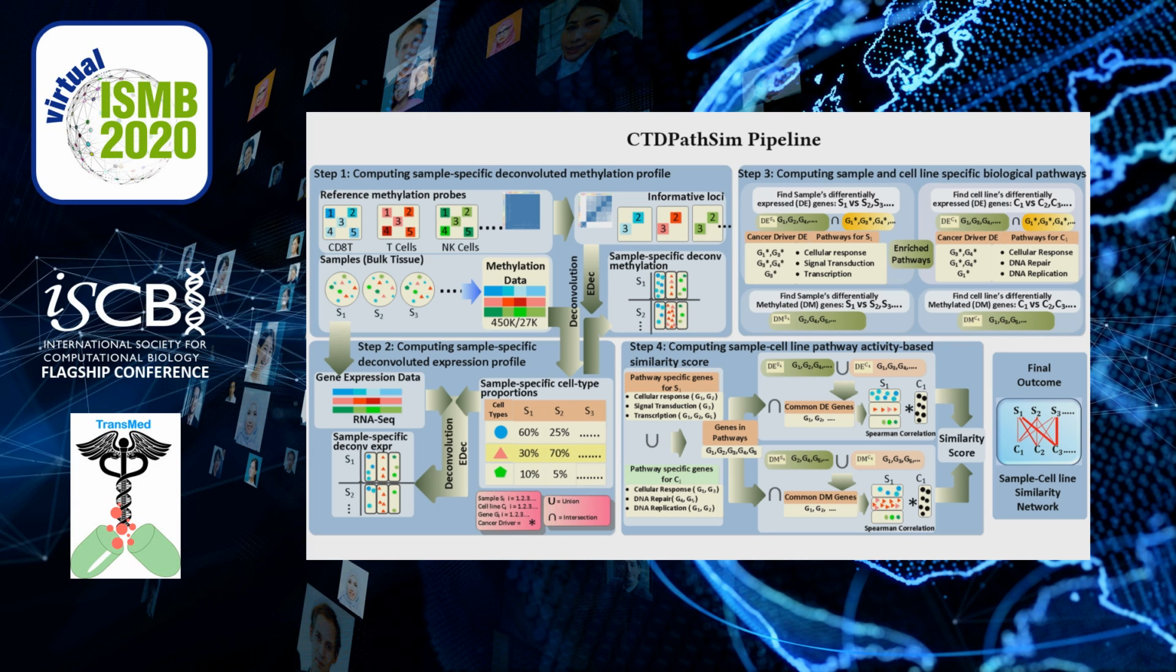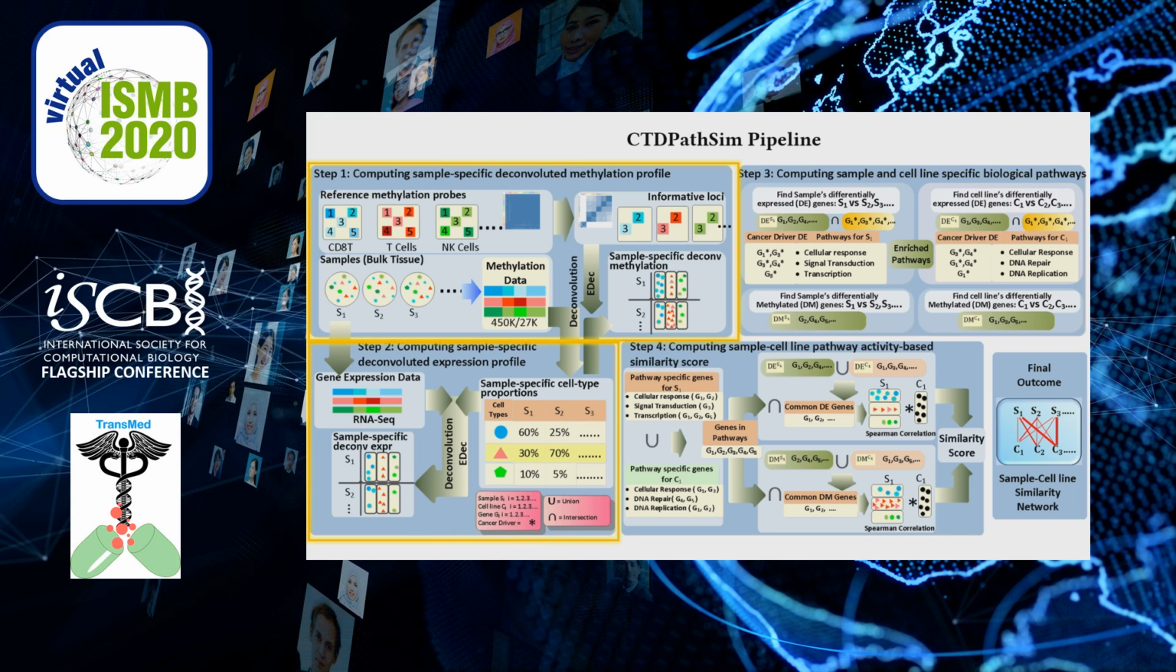CTDPathSim has four main computational steps. In order to capture the accurate methylation signal, in the first step we employed a deconvolution algorithm, EDEC, and inferred each sample's deconvoluted methylation profile with different cell type proportions. For this purpose, we prepared reference methylation profiles of different immune cell types from peripheral blood data.